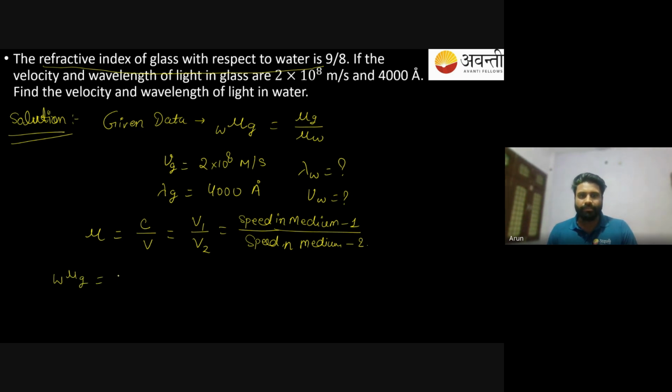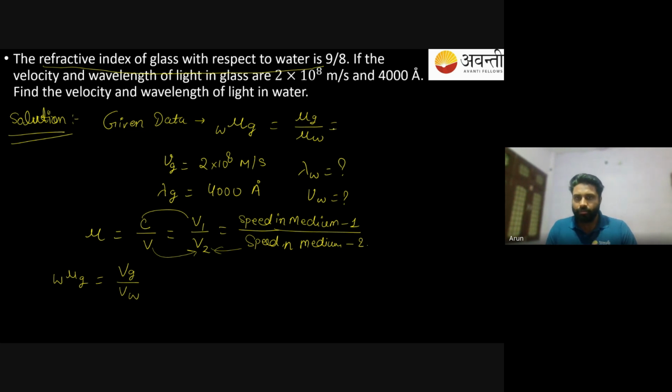So we have to consider the velocity, yes, the speed of light in glass divided by the speed of light in water, because this is the simple ratio. This is the speed of light in medium 1, and this is the speed of light in the second medium. So this W mu g tells us what? It is mu g by mu w.